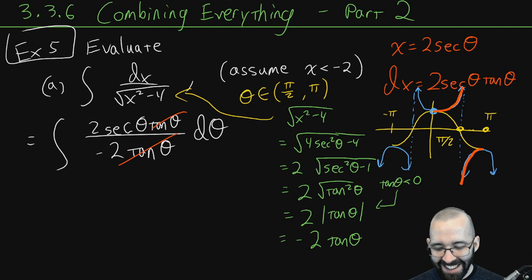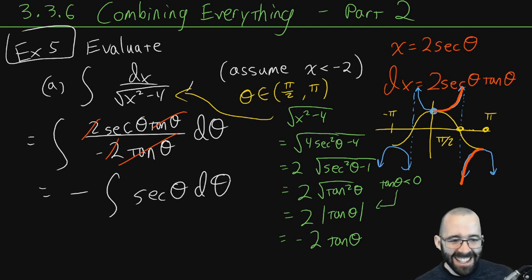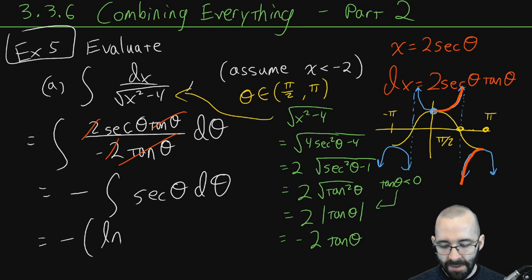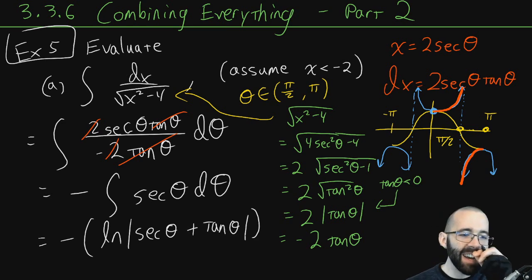Tangent over tangent, 2 over 2. What have we got? Negative integral of secant of theta d theta. This is way easier than that other example I did for secant. All right, so the antiderivative of secant is the natural log of the absolute value of secant of that angle plus tangent of that angle. No, we don't even have any secant cubes here.